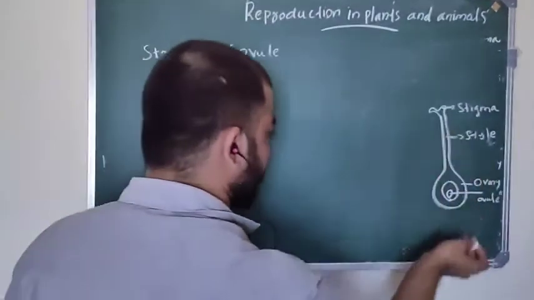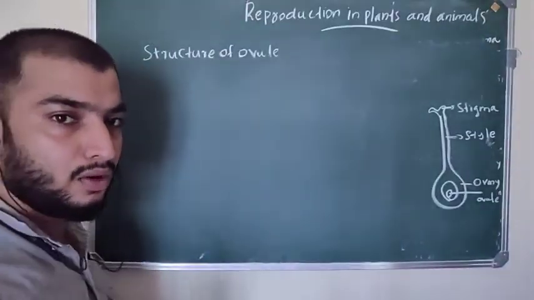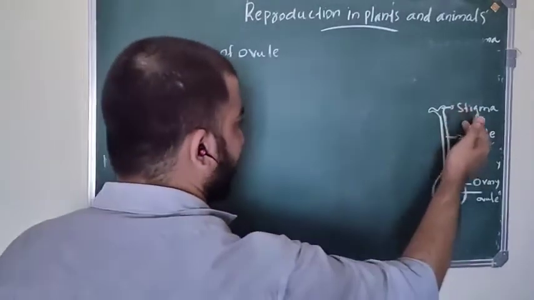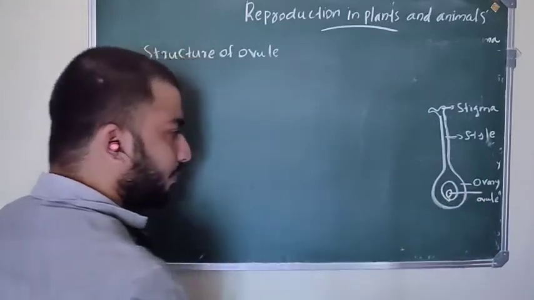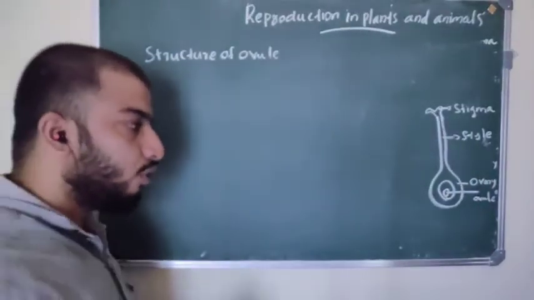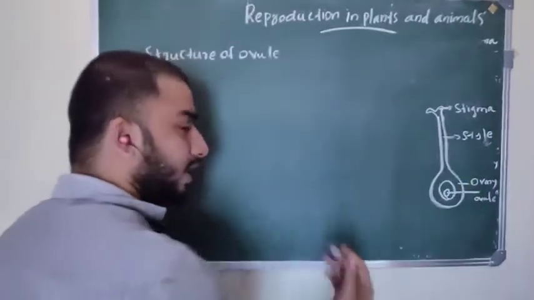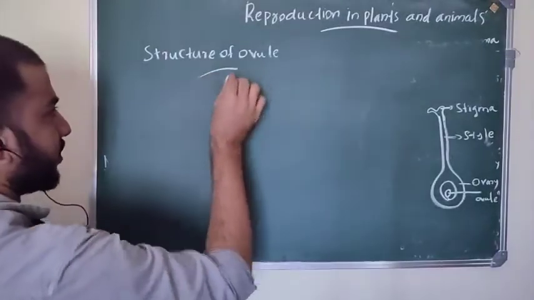Okay, so this is the structure of the carpel. The carpel represents the female part of the flower. It has a stigma, a style and an ovary. Inside the ovary, the ovule is present. After fertilization, what happens? The ovule becomes the seed and the ovary becomes the fruit. We will study that. Now we are going to look at the structure of the ovule.